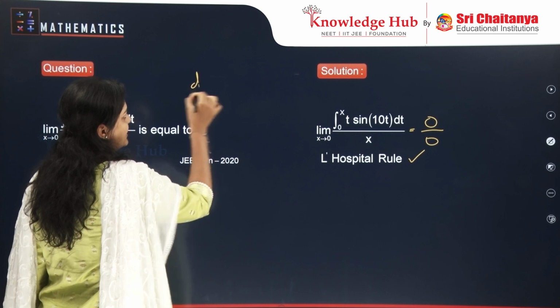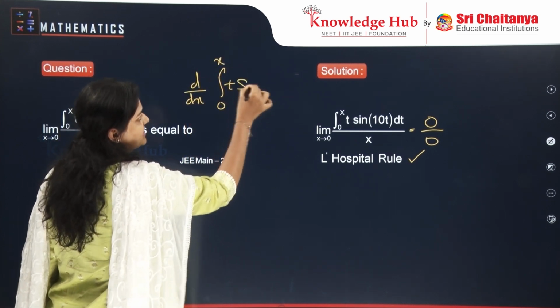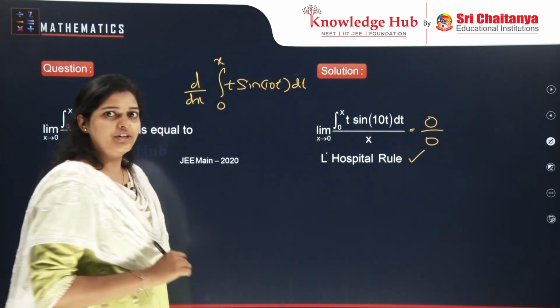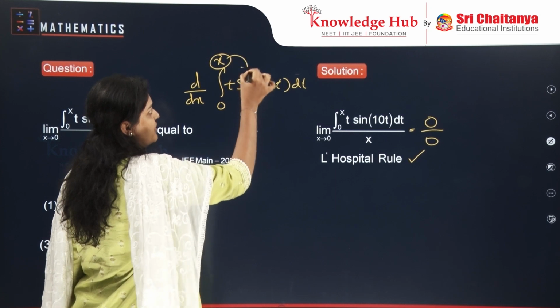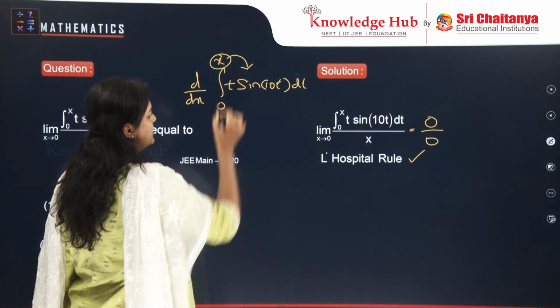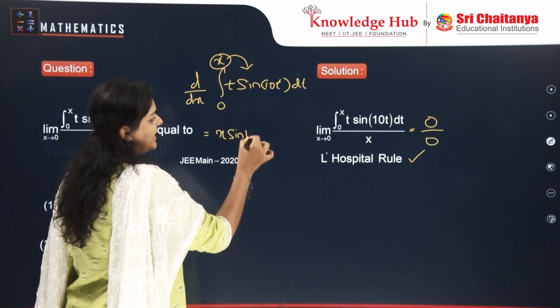So what does this say? How do you differentiate an integral when the upper limit is x? Let's try to see how to differentiate this. The rule says just apply the upper limit in the function wherever the t is there. So what do you get? t is getting replaced with x, so x into sine 10x.